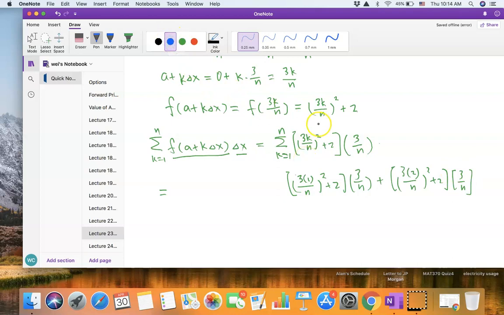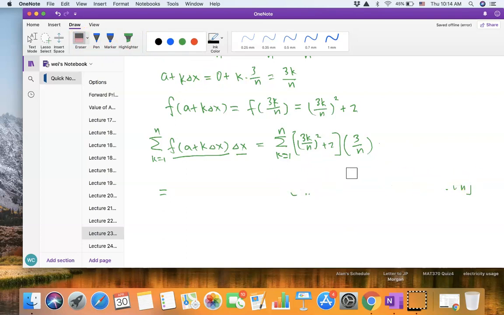So you can see only these numbers are changing, right? Therefore, 3 over n is a common factor. Since it is a common factor, we can first factor out 3 over n. So we write this as 3 over n times this summation.